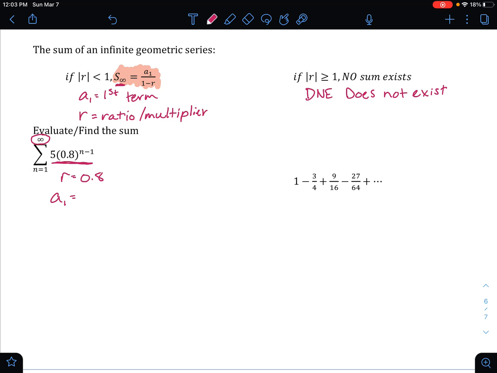So our r is 0.8, our first term is 5, so we can substitute it in and say that the sum of our infinite series is equal to 5 over 1 minus 0.8. Once again, use your calculator to help you out on this, but that is the same as 5 divided by 0.2, which is, in fact, 25. And these ones are the easier ones when they're already set up for you in summation notation.